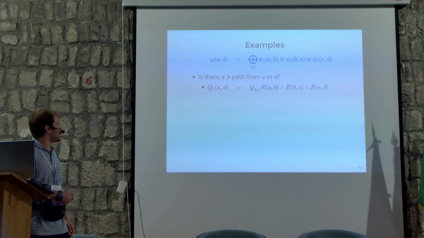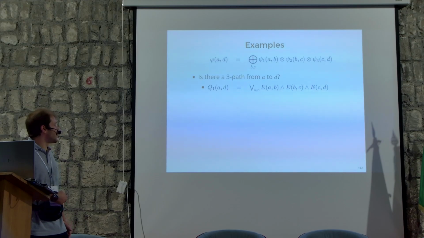So for example, if we take the Boolean semi-ring where this product becomes a Boolean and this summation becomes a Boolean disjunction or existential quantification, and let's say we are using these functions, psi1, psi2, psi3, to encode the edge relation of the graph, then this expression becomes the conjunction basically of 3 edges, an edge from A to B, from B to C, from C to D, and then we are basically taking an existential quantifier over BC. So basically this query will be computing for every pair of vertices AD, whether there is a path, a 3 path from A to D.